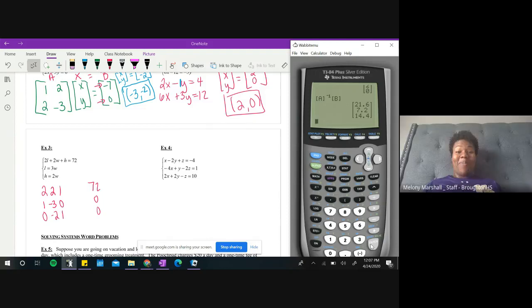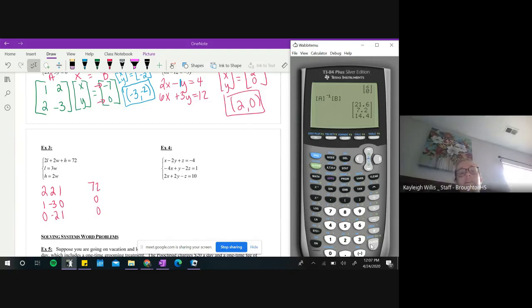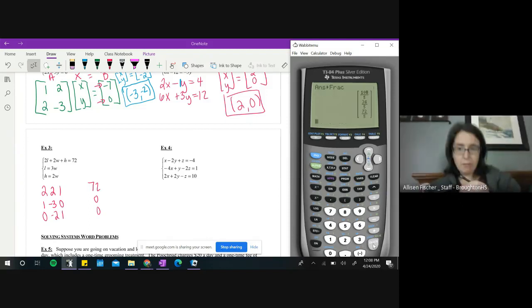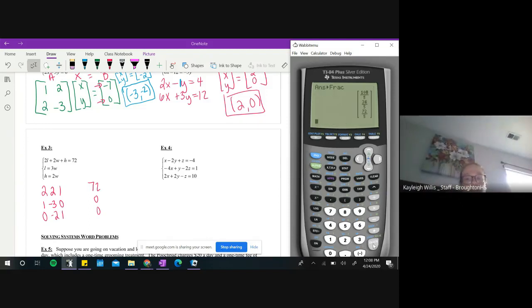But that's decimals. It is decimals, but decimals are okay. They are still numbers. They are terminating decimals, so technically that is exact. Or if decimals bother you, you can hit math, frac, friends. So we have those right here.